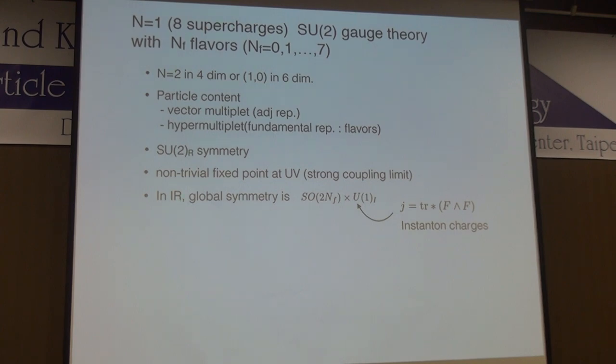So in the IR, the global symmetry is SO(2N_f), where N_f is the number of flavors, and then U(1). The U(1) comes from the topological charge in 5 dimensions. The current is given in this form, and by integrating this current, you get the instanton charges. This is topological. But at the UV fixed point, the global symmetry is enhanced from SO(2N_f) times U(1) to E_{N_f+1}. The rank of N_f comes from here, and there's another rank from here. So at the UV fixed point, there's an enhancement of global symmetry.